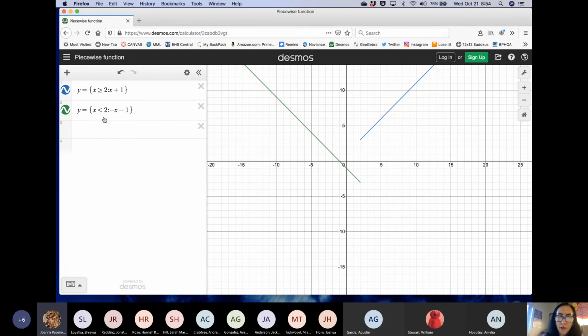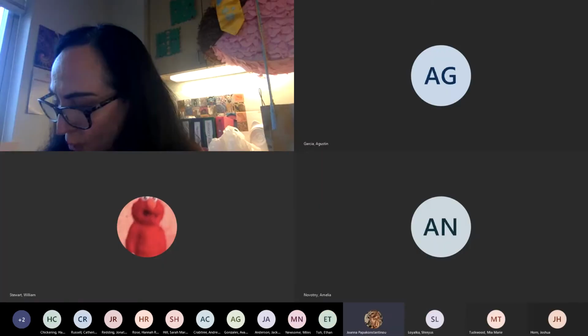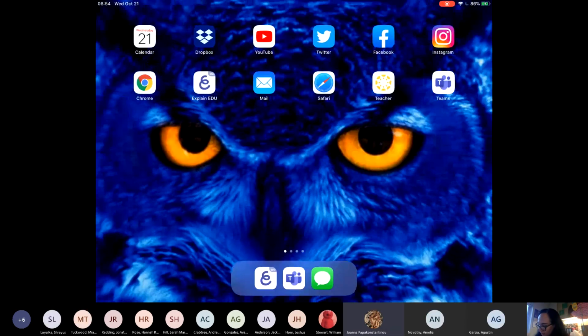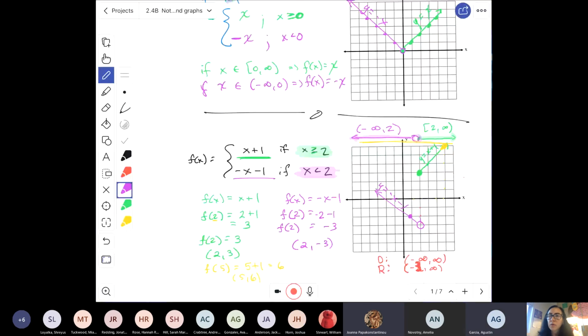But isn't this beautiful how you can graph piecewise functions in Desmos? I love it. It's magnificent. You can check all of your work. Now, if you notice, on our packet, let me go back to here and share this screen now. So if I were to go back to my packet, we just graphed this one. So let me quit here. Okay, we just graphed this in Desmos.